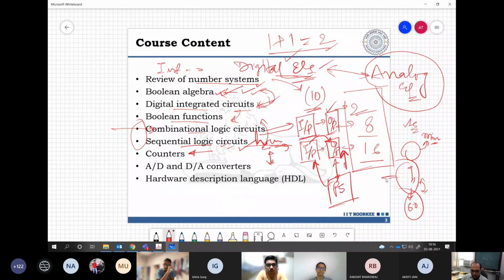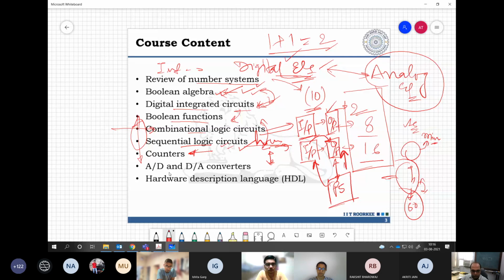Then on the same lines, we have counters. Counters means we are incrementing or decrementing something in a sequential or non-sequential manner. So these are all part of what we are going to study in our course.